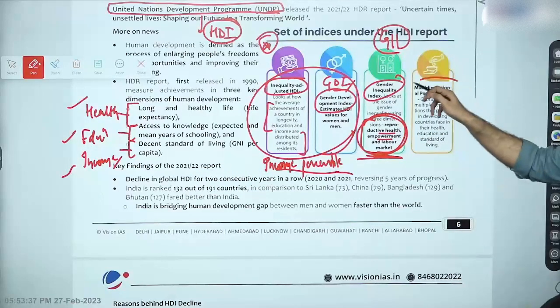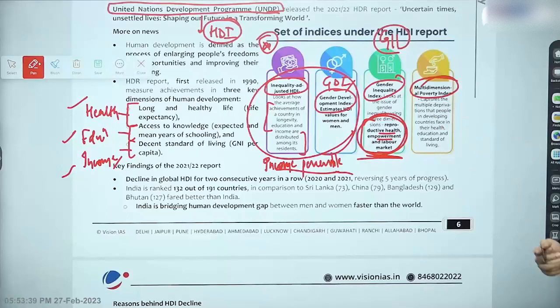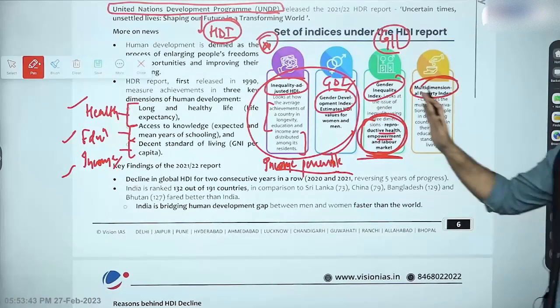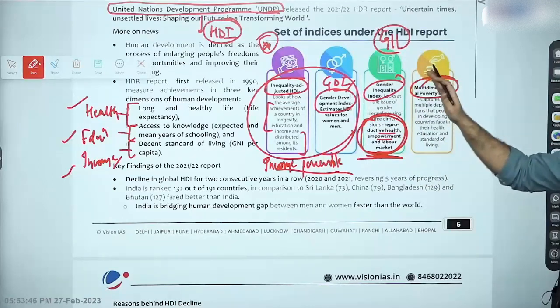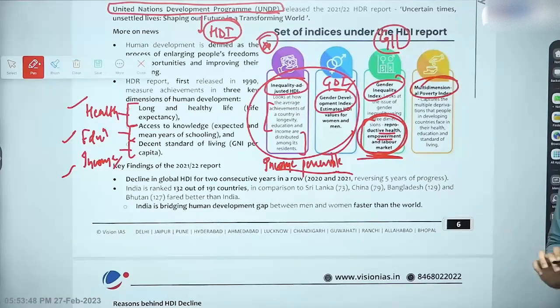And then you have the multidimensional poverty index. This is what we'll discuss in a while. I hope these three indexes are clear. Everything is a part of the Human Development Report, a part of UNDP's HDR. In 1990 it was computed for the first time, by the World Bank, Mehboob Haq and Amartya Sen. Is this clear, the concept of human development?